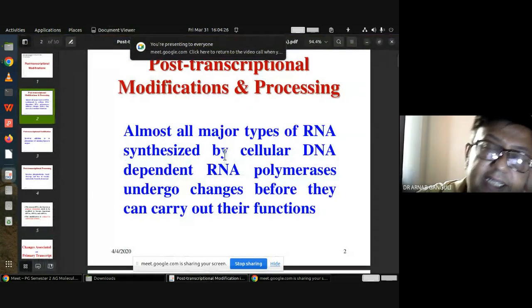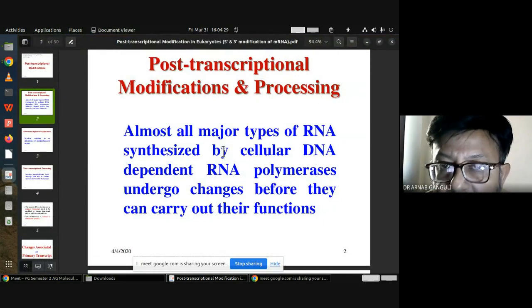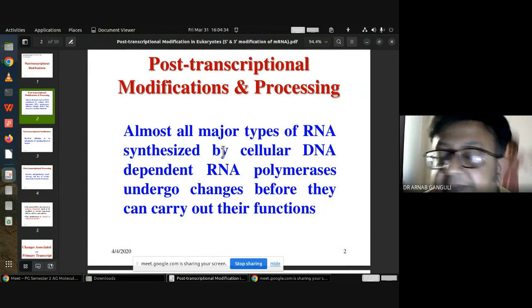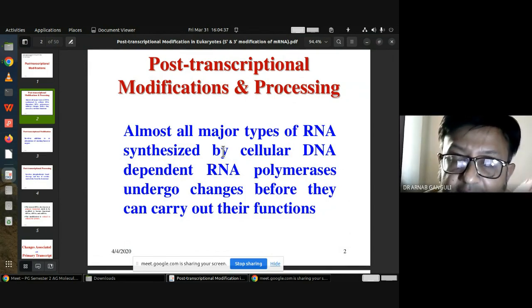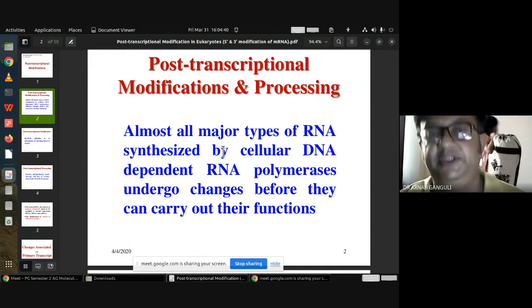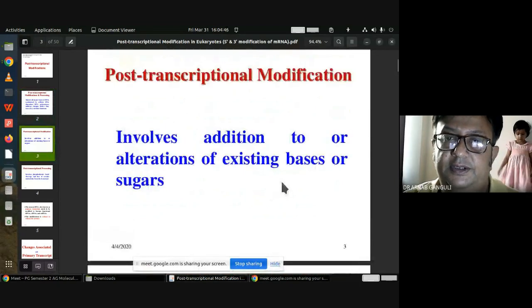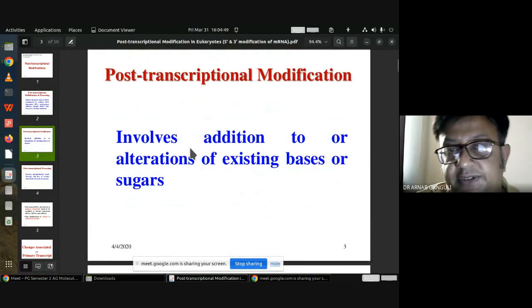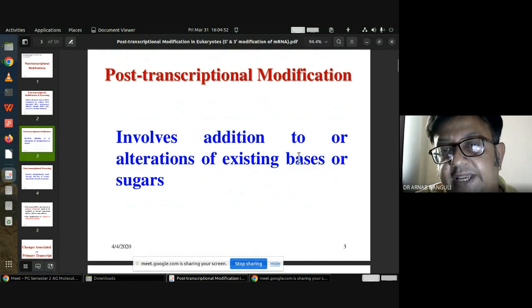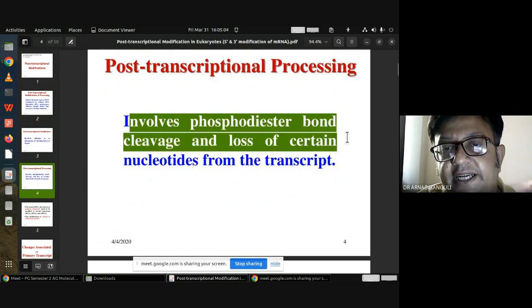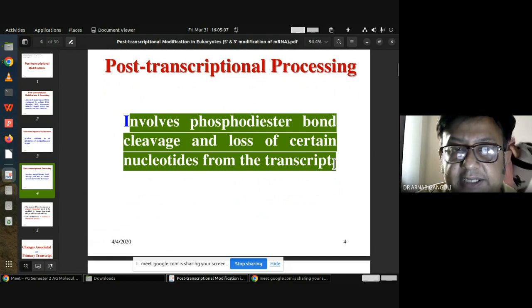So when they are produced, there are some sorts of modifications that occur. Post transcriptional means after transcription, which modifications and processing take place. So these modifications actually involve addition to or alterations of existing bases or sugars. And this type of processing involves phosphodiester bond cleavage and loss of certain nucleotides from transcripts.